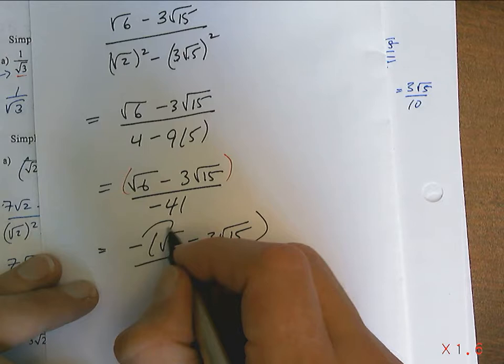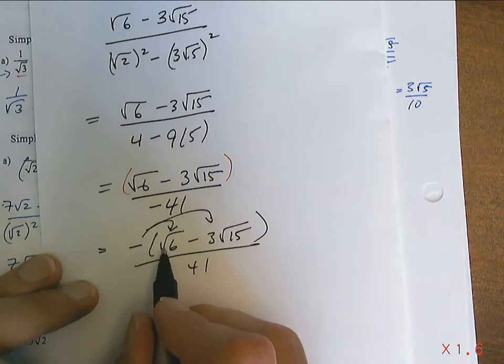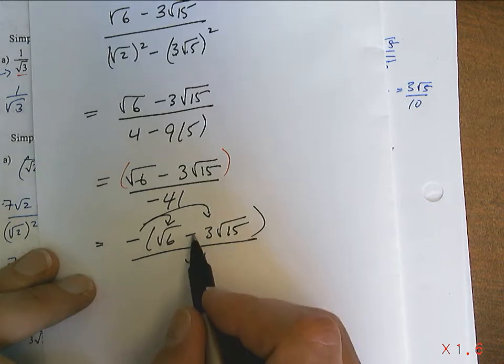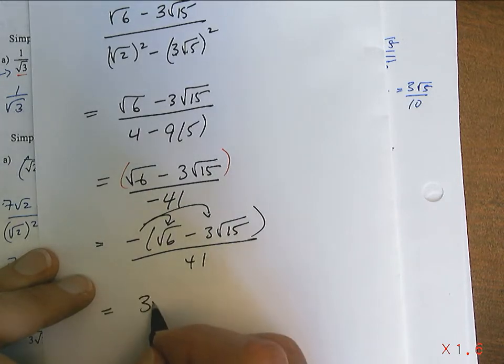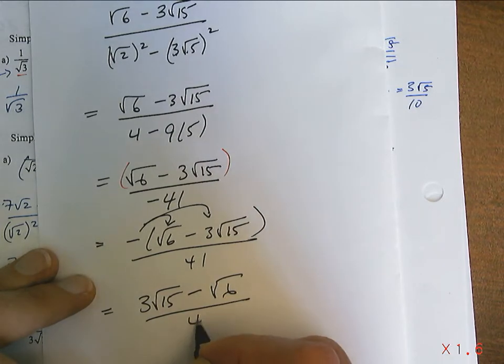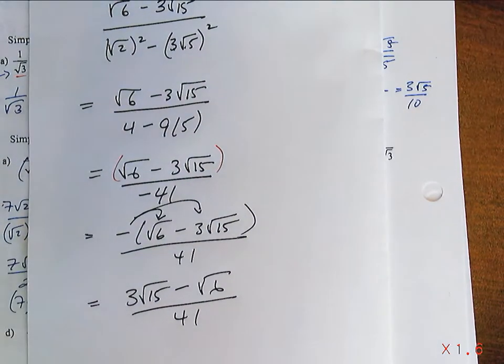And I'm going to take the negative in. So the negative root 6 is going to become negative, and this is going to become positive, because it looks better to put the positive before the negative. That's how I'm going to write it. And that's my final answer for that question.